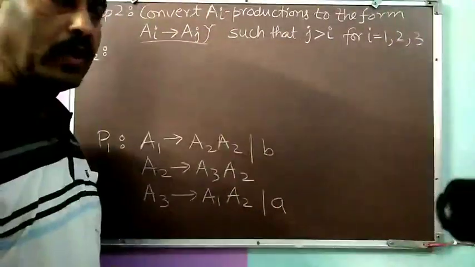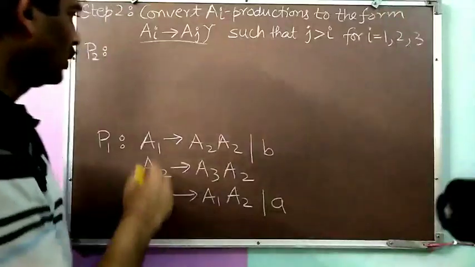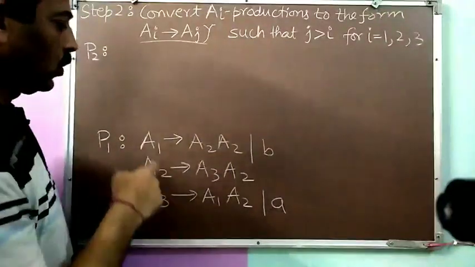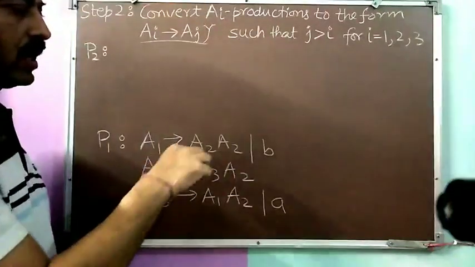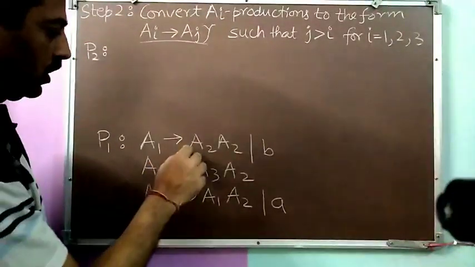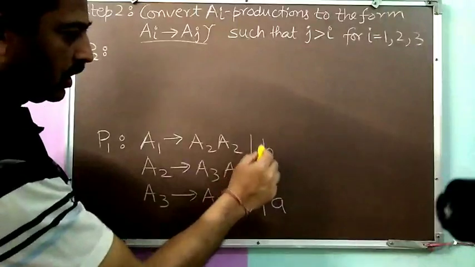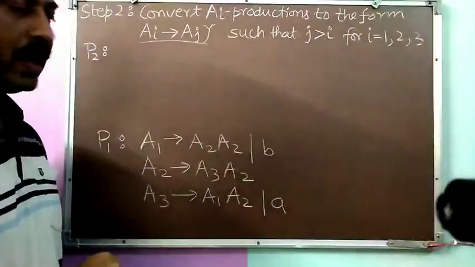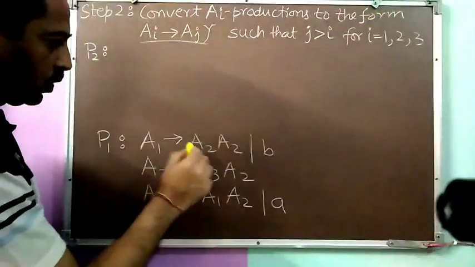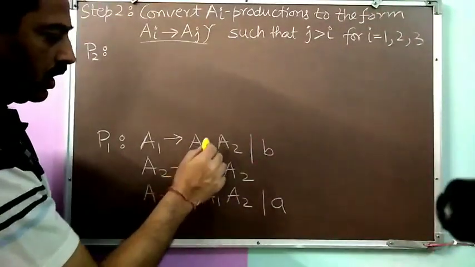First of all, we will do it for i equal to 1. When we take i equal to 1, we take the A1 productions. We'll look at whether the A1 productions are already in the required form or not. Just look at the A1 production, A1 to b. It is already in the required form of GNF, so it will be included as it is. And A1 to A2, A2. So here, what do we want?